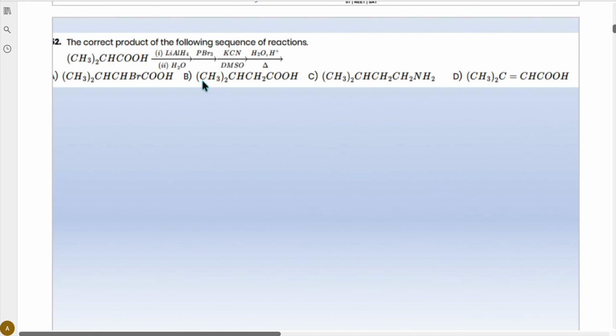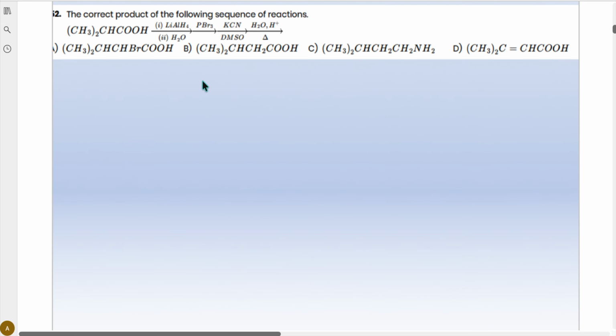Next question, see. Here we have a carboxylic acid. We put lithium aluminium hydride, PBr3, KCN and water. Hydrolysis, acidic hydrolysis is given. So let's see, first draw the structure of the reactant. Here we have carboxylic acid. Let's see, lithium aluminium hydride with water. Work up with water we do.